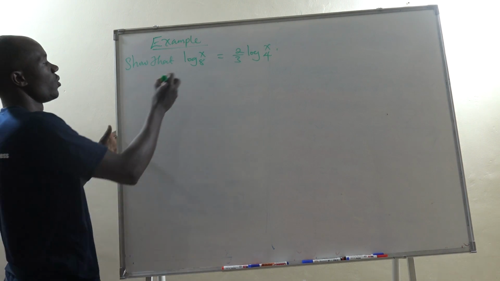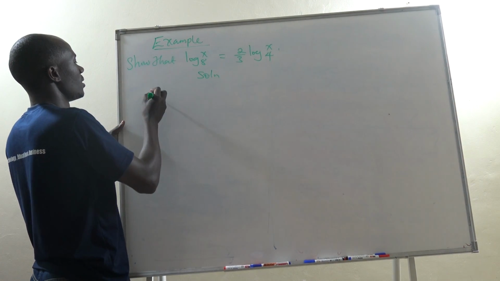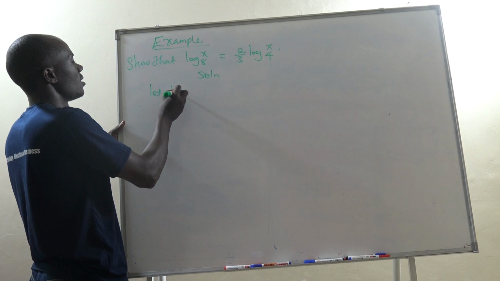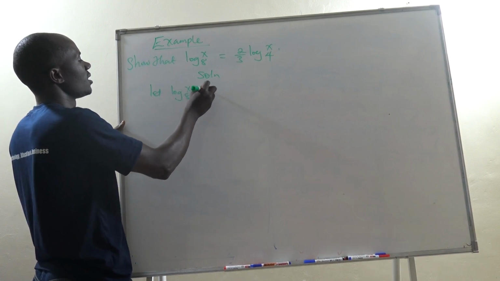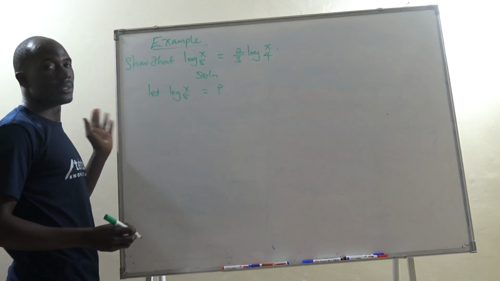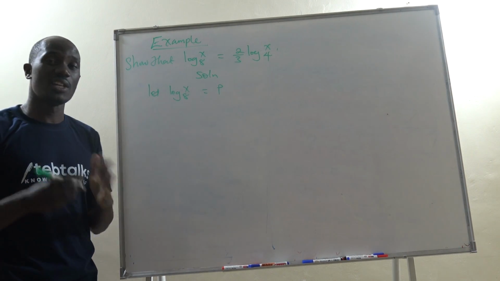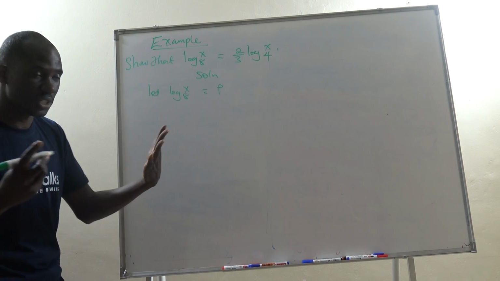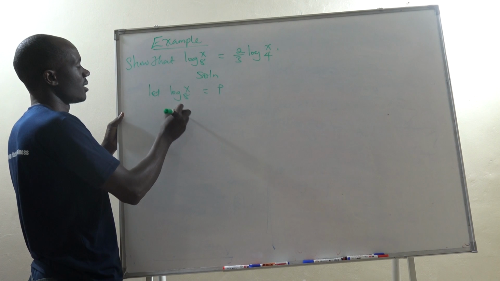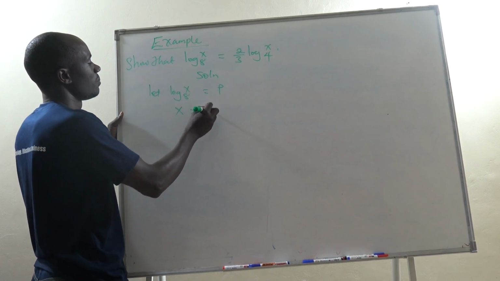4. So what do we do? We are going to say let log of x base 8 equal p. I'm just starting with that one. We use now the index law, what we have been saying about it. So this becomes x equals 8 power p.